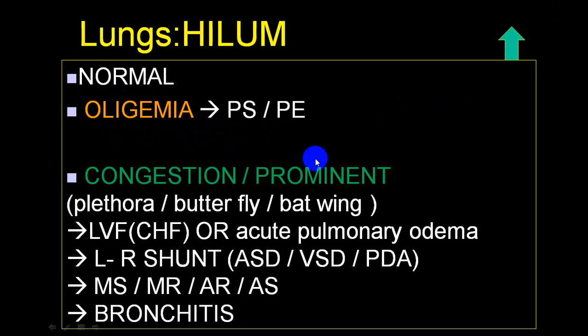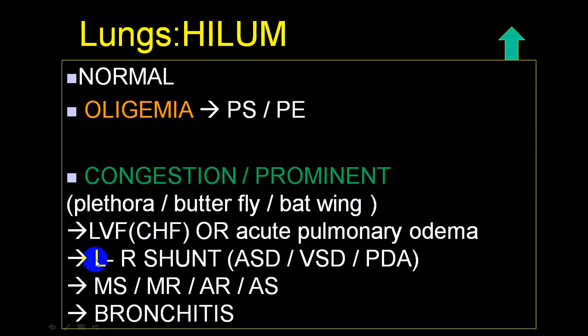When the vascular markings become prominent, we call it plethora, or we use the word congestion, or we call it prominent. If it is so much enlarged that it looks like a butterfly, then it is called a butterfly appearance or bat wing appearance. And this will happen in marked pulmonary hypertension resulting in acute left ventricular failure, or we call it congestive heart failure, or acute pulmonary edema.